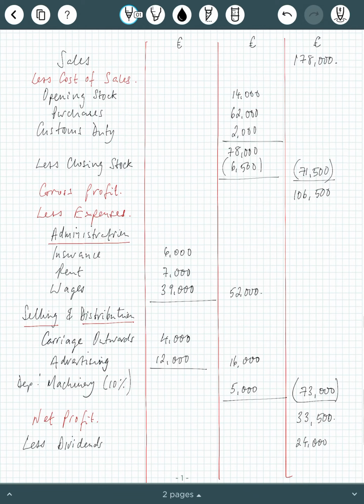That comes out of your profits, which is your net profit. So 33,500 minus 24,000 leaves us with 9,500. That there, lad, is known as your reserves at the end of the year. So that's your income statement complete. Next one to move on to, lads, is your statement of financial position.